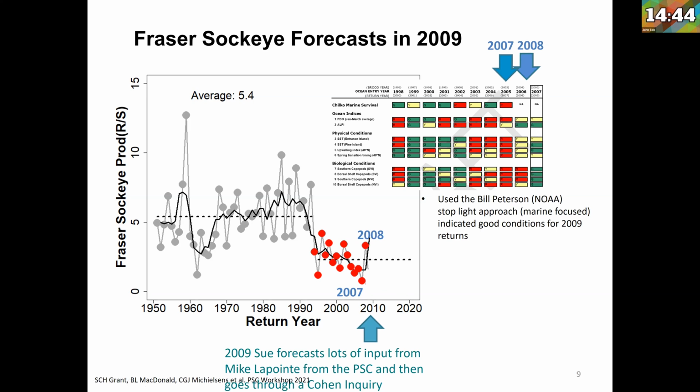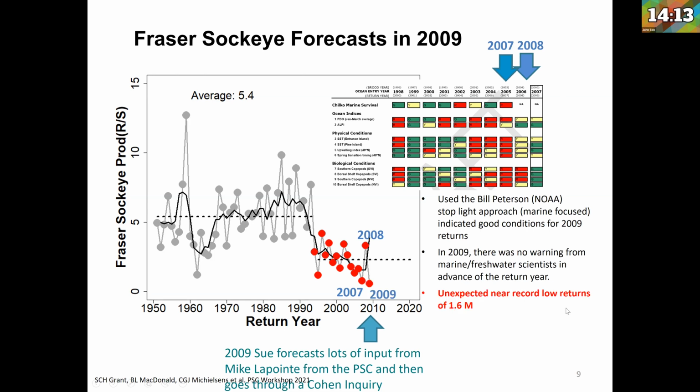Then for 2007 ocean entry year, which is the 2009 return year, we said, oh, things are looking okay with our indicators. We were also warning that we hadn't done all the work to validate and cross-check all of this. So we weren't hanging our hat completely on this, but it was adding to the quantitative forecast process. We didn't get any warning signs from freshwater or marine scientists before the season started. So there was nothing to tell us that anything was going to be bad. We had no warning signs.